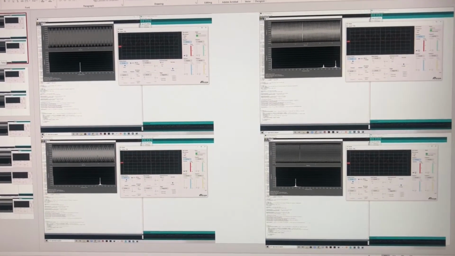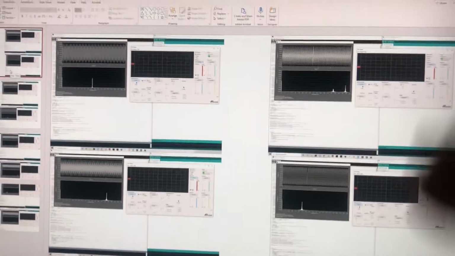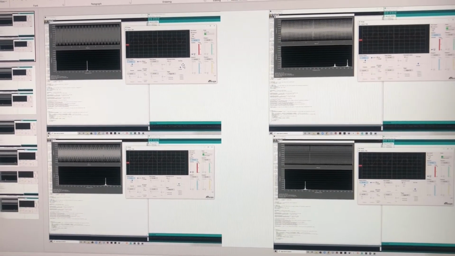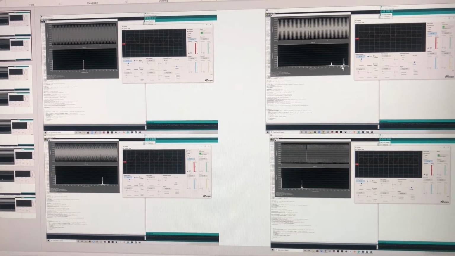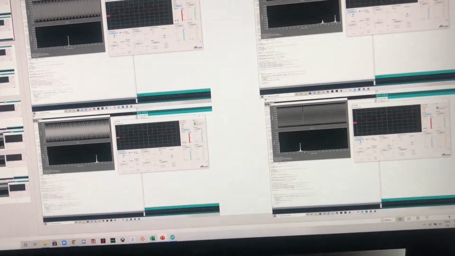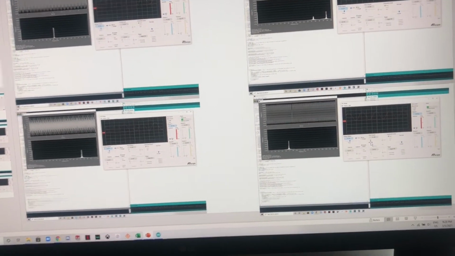These are my graphs for 75 hertz. The top left is 100 hertz, the top right is 142 hertz, the bottom left is 200 hertz, and the bottom right is 500 hertz. I'll zoom in on each.